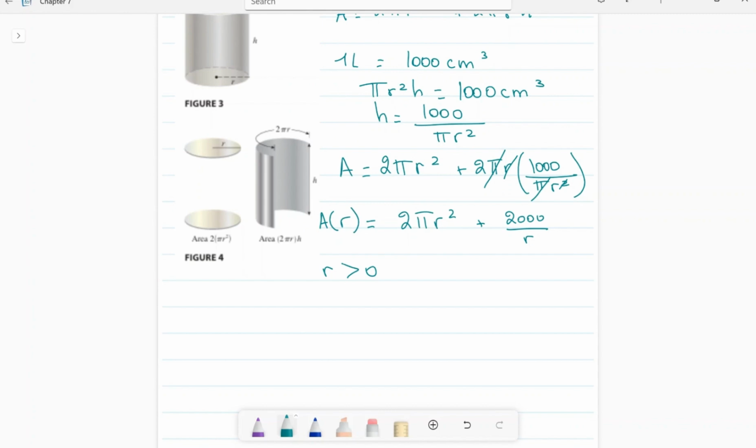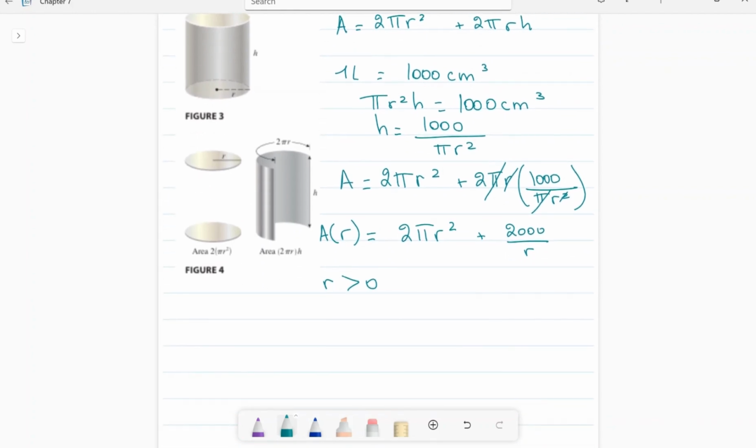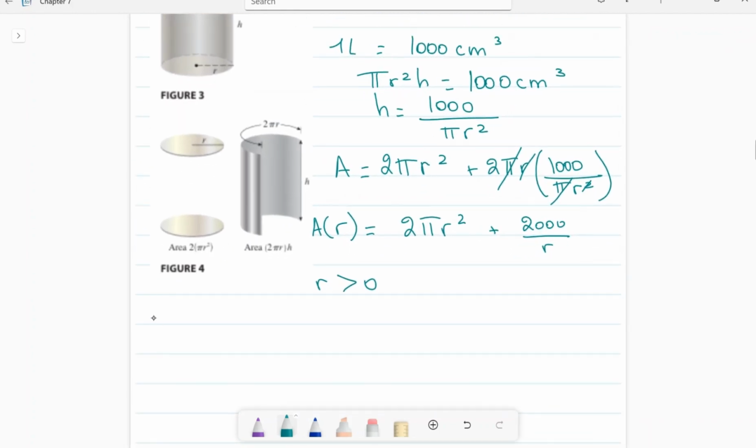So what can we do moving on? Moving on, we can find the derivative of A of r and try to minimize it or maximize it, depending on the question. So in this question, we would like to minimize it. So let's find the derivative. So the derivative of A of r is equal to 4 pi r minus 2000 over r squared.